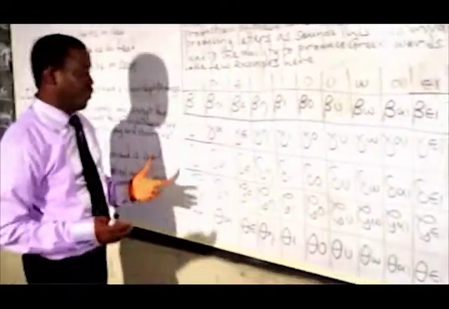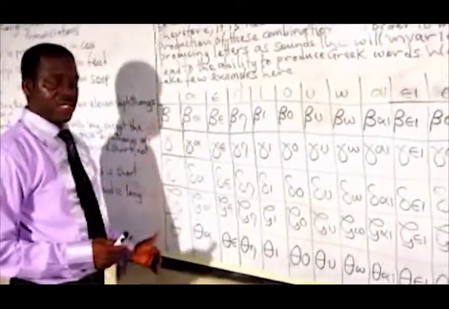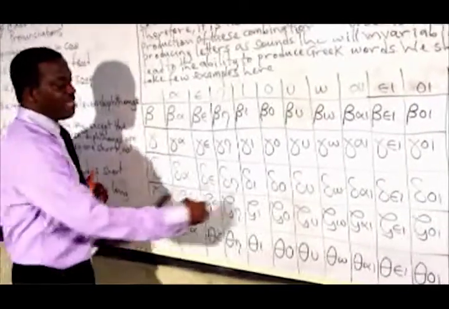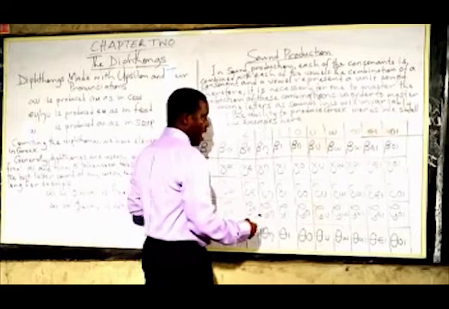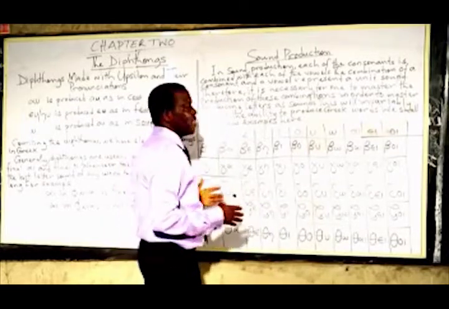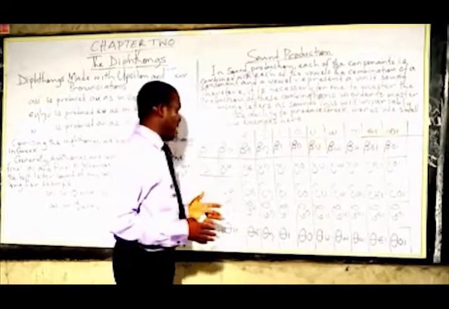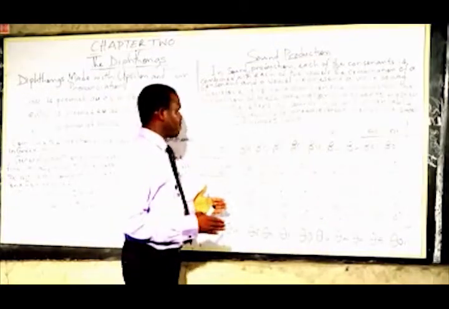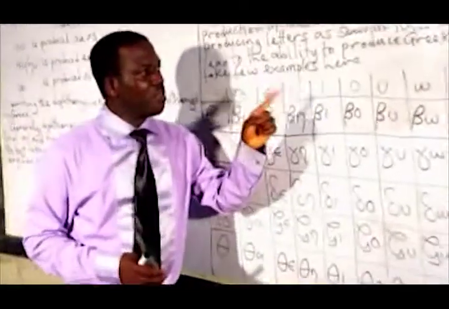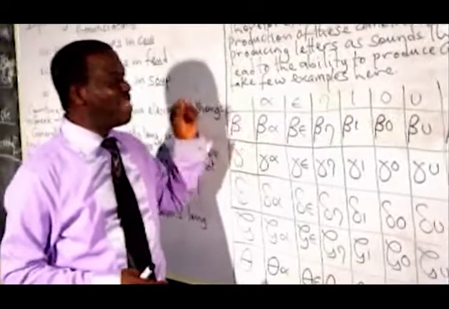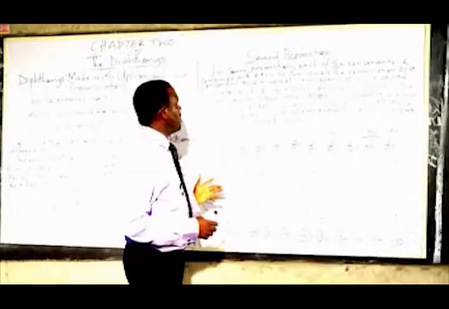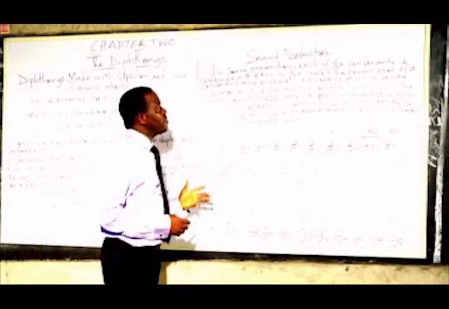So what you need to do is to finish the rest of the consonants combined with the vowels and the diphthongs, practice on your own, and make sure that you master them very well and you are able to pronounce them, because when you master this, it will lead to the ability to produce Greek words. On this note, we come to the end of chapter 2.